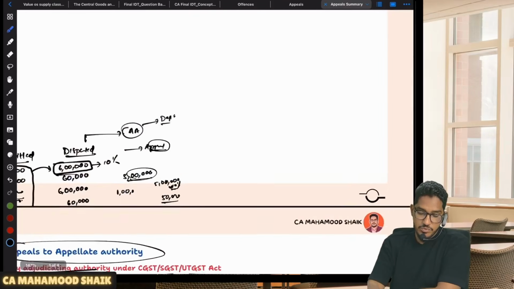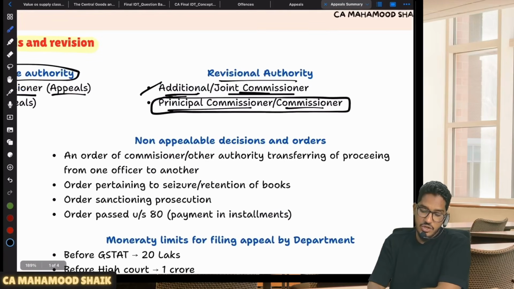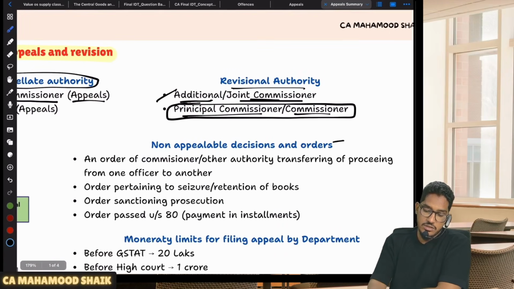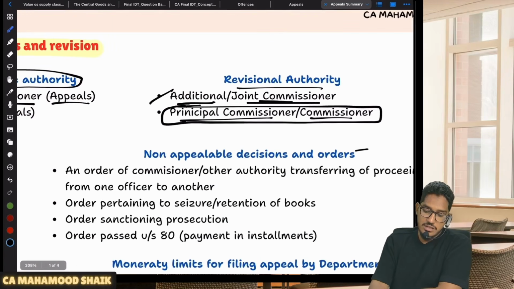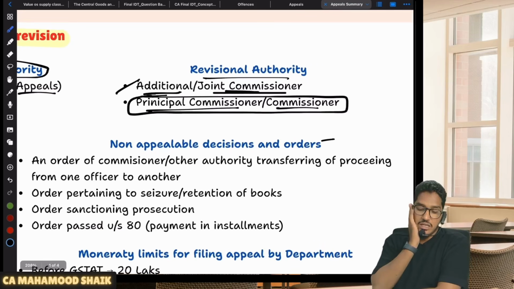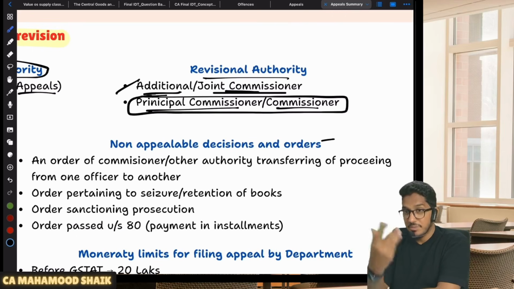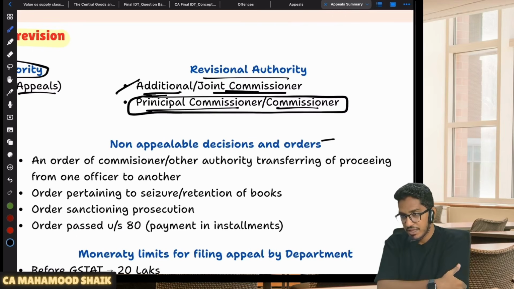Some points here. I will clarify a few more points. Thereafter, I will go into the discussion. Non-appealable decisions and orders. There are some orders, some decisions which can't be appealed, which will be final. Sir, what are those orders which cannot be gone for appeal, which will be final? That means if the order comes, they will be final. You can't go for appeal.